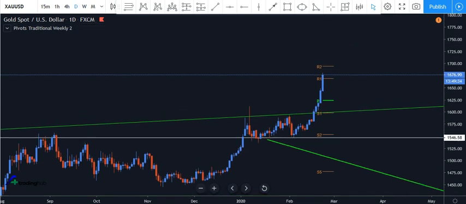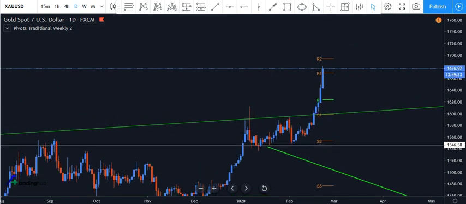Okay, it's approaching R2. It closed above PP last week, and it's approaching R2. Okay, so we watch out for rejections from there.